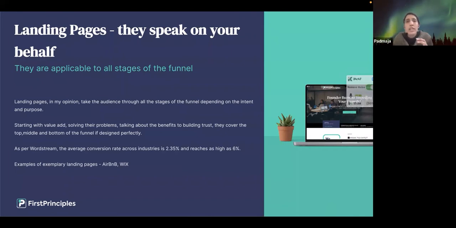And that is exactly what we need to think through when we are designing landing pages. Are we building the trust? Are we solving their pain point? Are they getting what we are offering? So once these three are done, then it's hook, line, and sinker, basically.